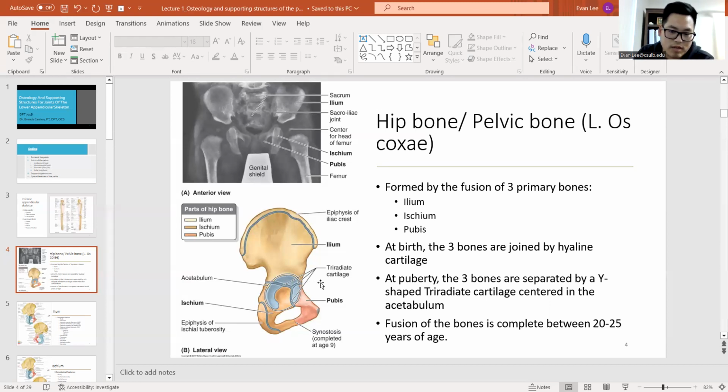And then around age 20 to 25, even, maybe some of you don't even have this yet, but they'll completely fuse together. So a good thing to look for is that they kind of form like a Y shape, which is called the triradiate cartilage right over here. So this is the fusion lines, the triradiate cartilage.